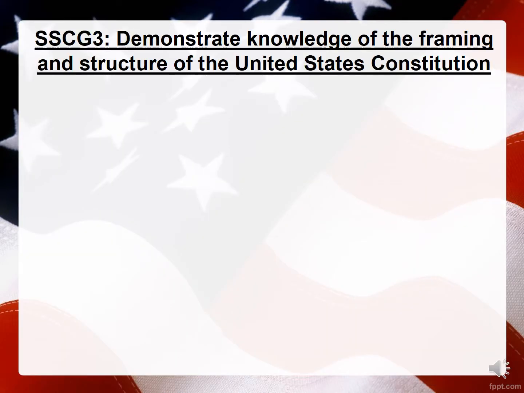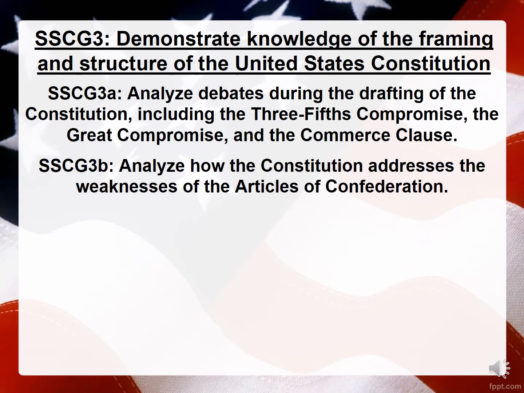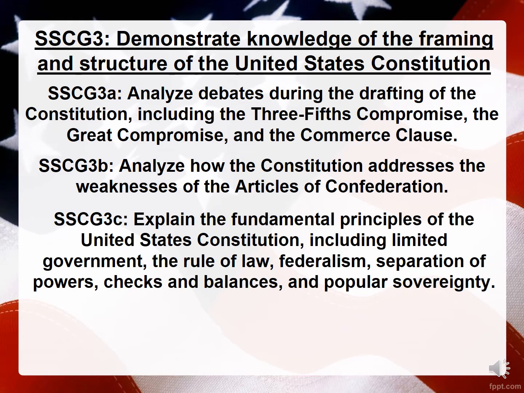So we are going to look at the framing and the structure of the United States Constitution. We're going to analyze the debates during the drafting of the Constitution, to include the conversations and decisions made with regard to the Three-Fifths Compromise, the Great Compromise, and the Commerce Clause. We're also going to look and see how the Constitution addressed the weaknesses of the Articles of Confederation, and we're going to get into those here in just a few minutes.